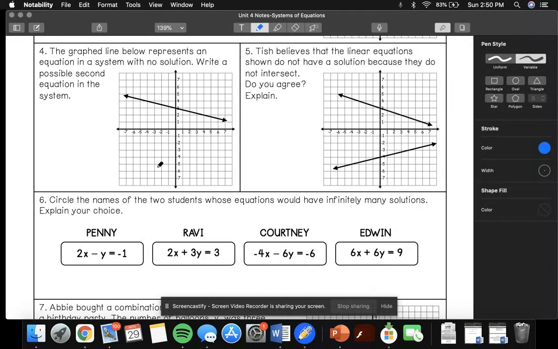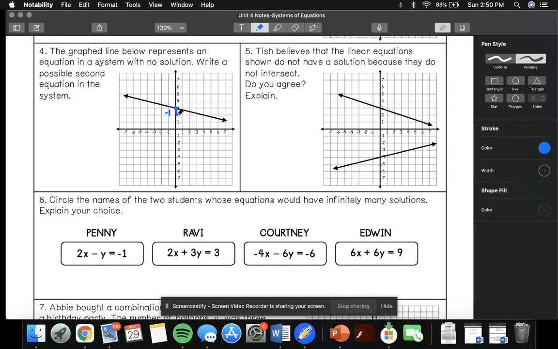The graph line below represents an equation in a system with no solution. Write a possible second equation for this system. So you could do a couple different things. I'm going to write the equation for this one first.